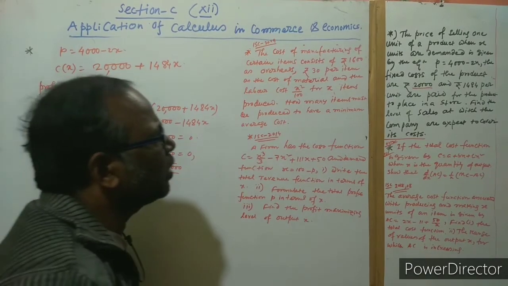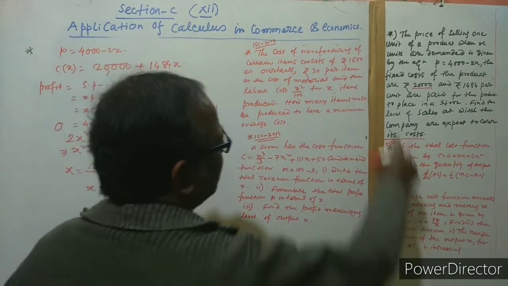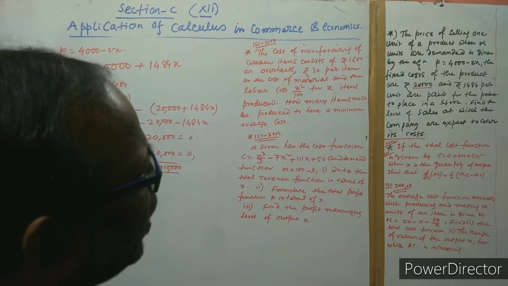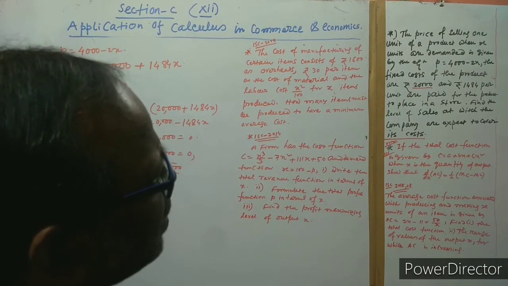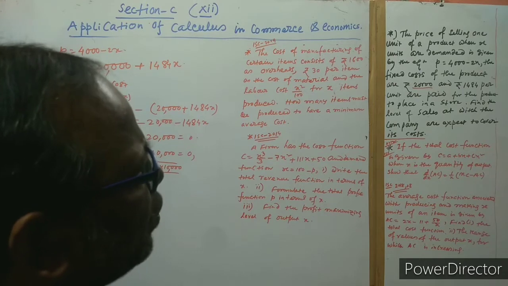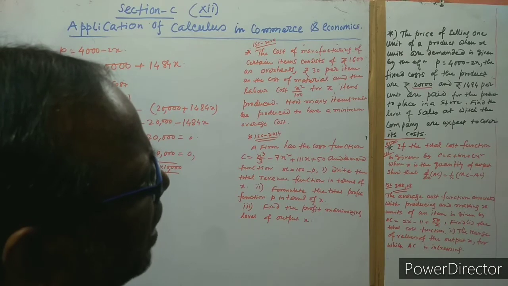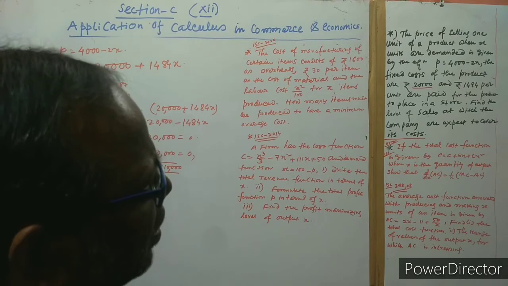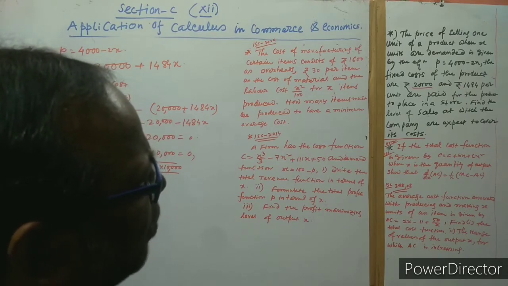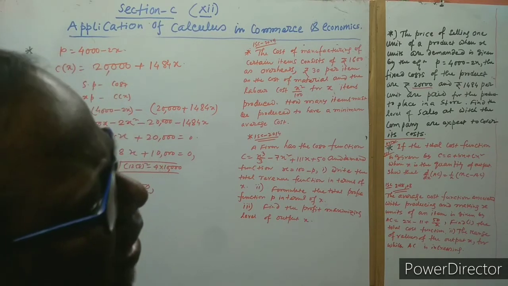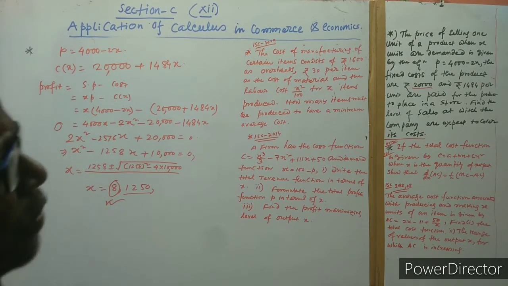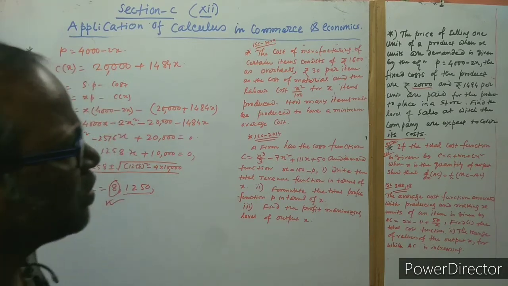So again we repeat the question. The first question is there: the price of selling 1 unit of a product when x units of output demanded is given by the equation P is equal to 4,000 minus 2x. The fixed cost of the product is 20,000 rupees and 1484 rupees per unit are paid for the product to place in a store. So this is the per unit price. So the total cost function will be 20,000 plus 1484 into x. This is the cost function.